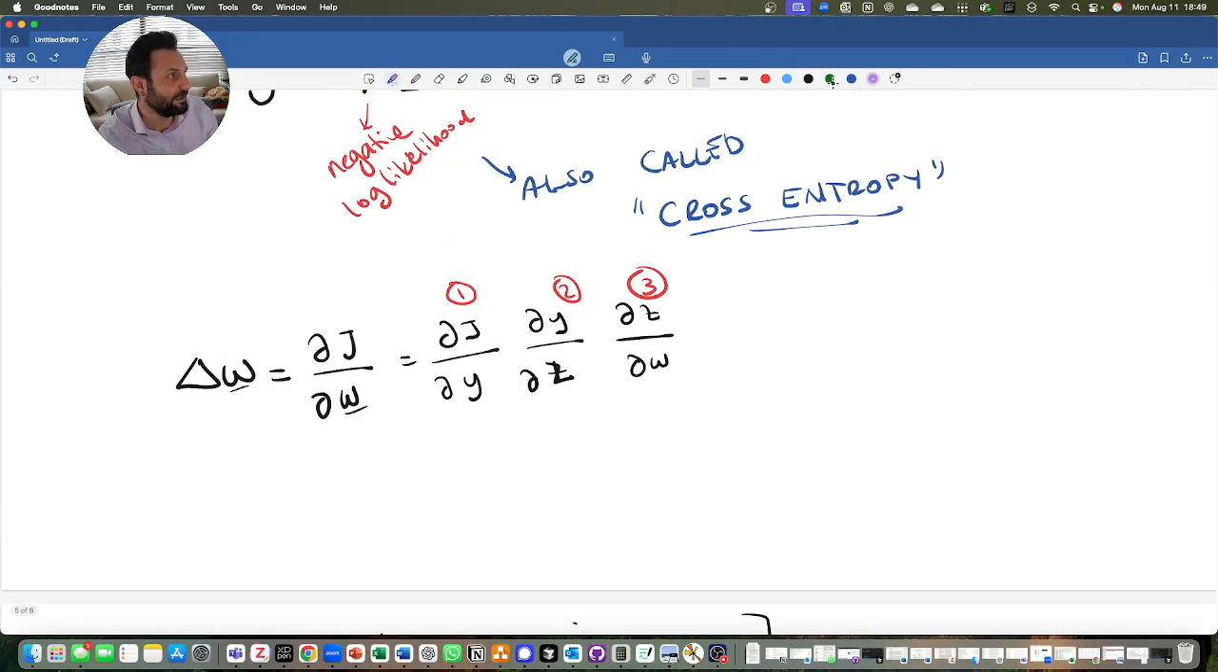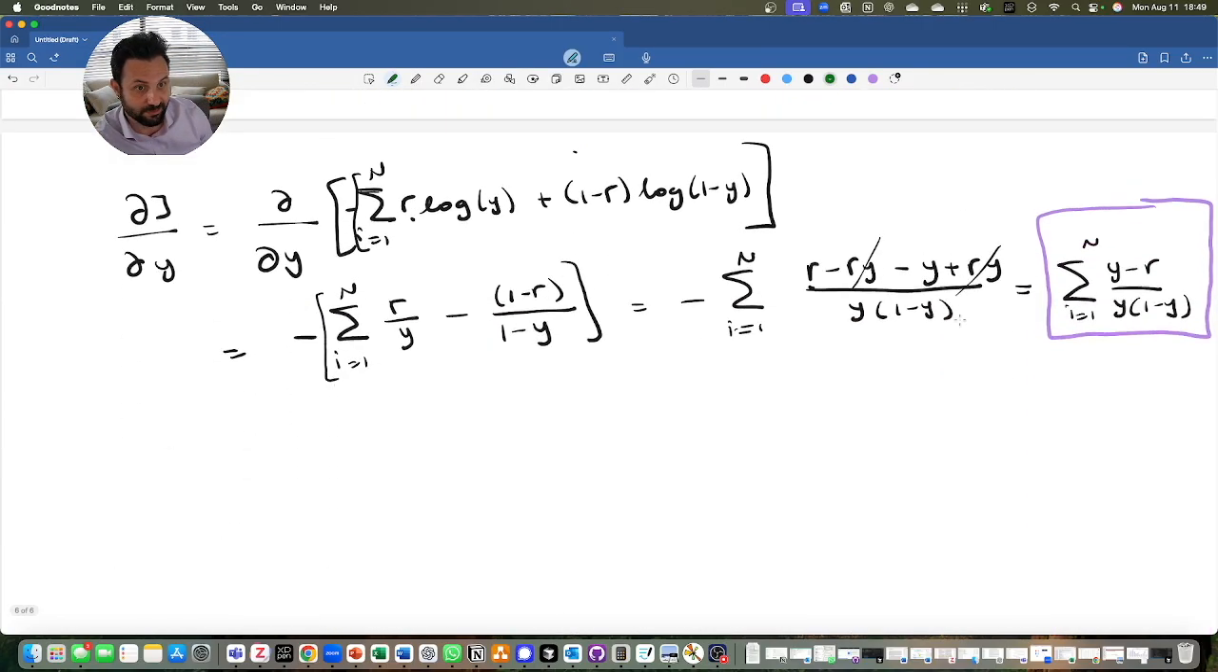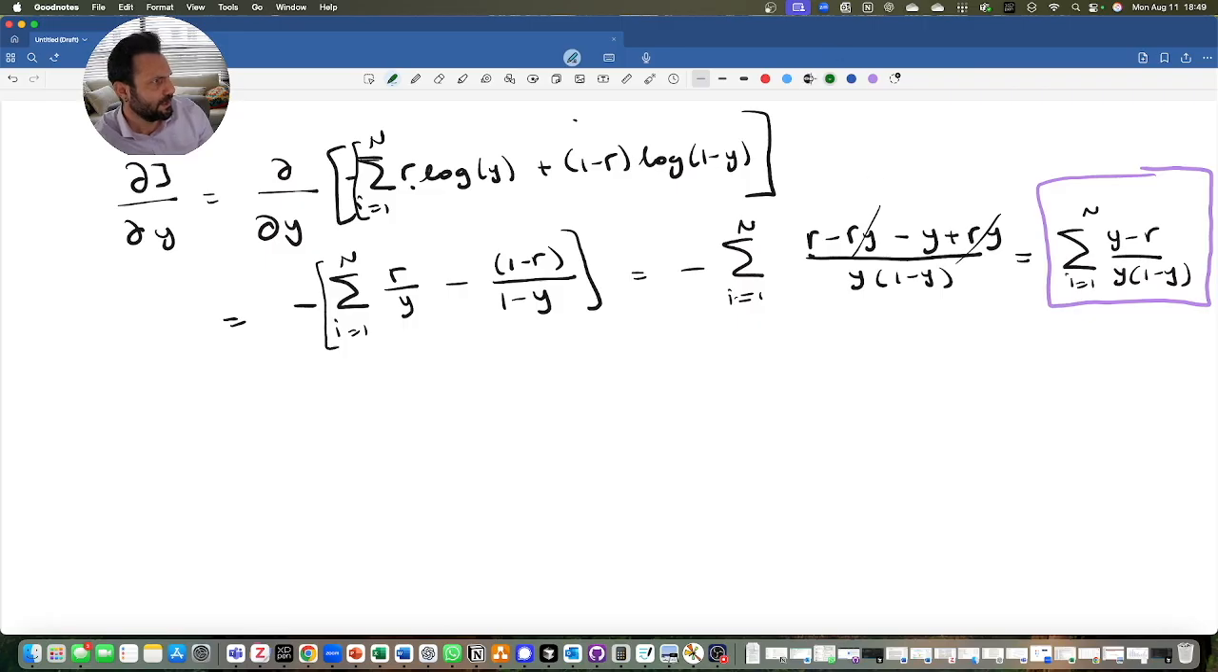By the way, let me write this. If you remember from high school, this is the chain rule. One core thing in error backpropagation is the chain rule. All right, so let's go and do the next one.